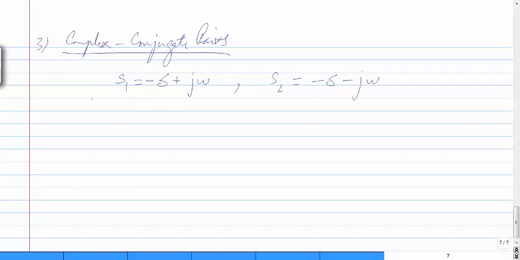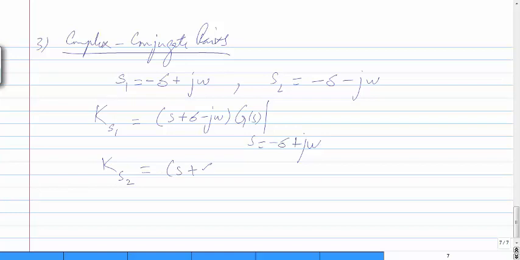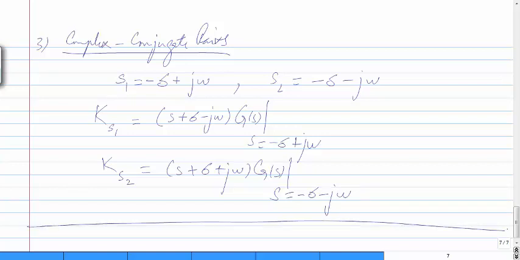For that case you have to calculate similarly. For s1 you just use the cover up method: s plus sigma minus j omega times your G of s, and put s equal to minus sigma plus j omega. Similarly, for the second one you take s plus sigma plus j omega times G of s. This is similar because these are distinct in nature, so you don't need to do anything extra. So this is the way you can do Laplace.